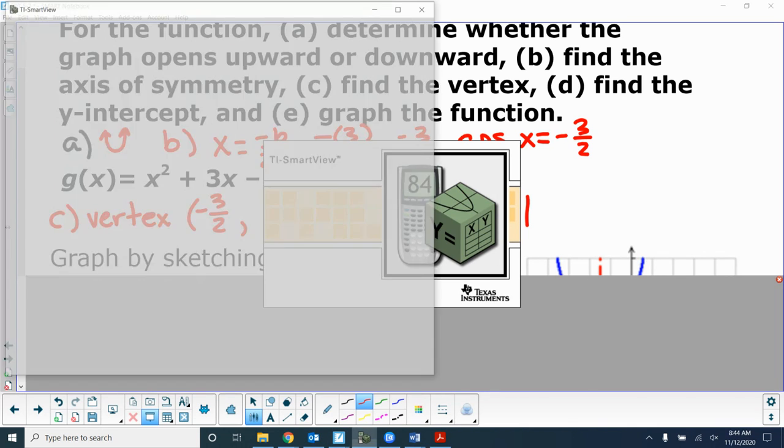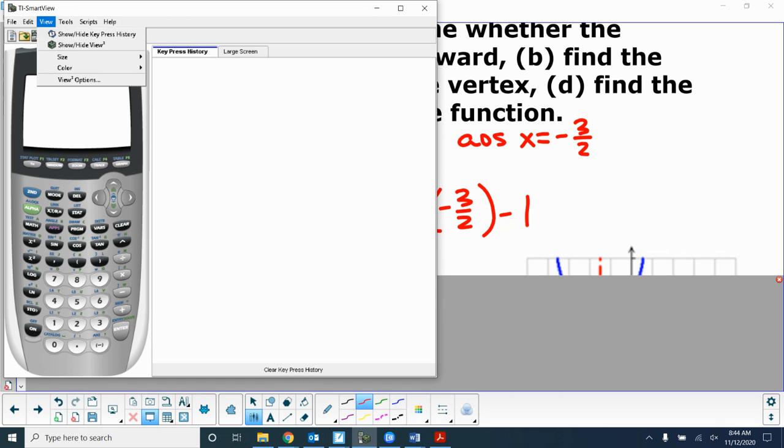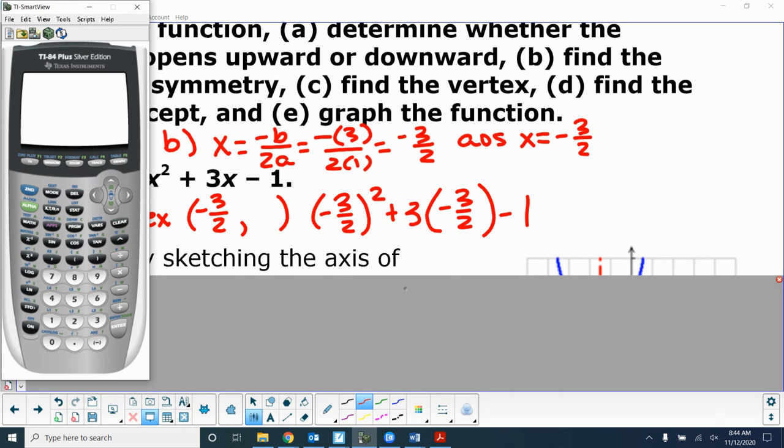We'll just review that too while we're doing this. Okay? So parentheses, negative 3 divided by 2, parentheses, squared, plus 3, parentheses, negative 3 divided by 2 for the negative 3/2, minus 1. So negative 3.25.